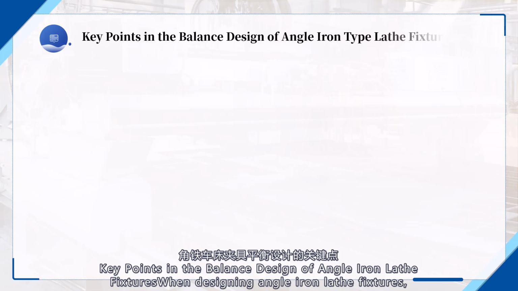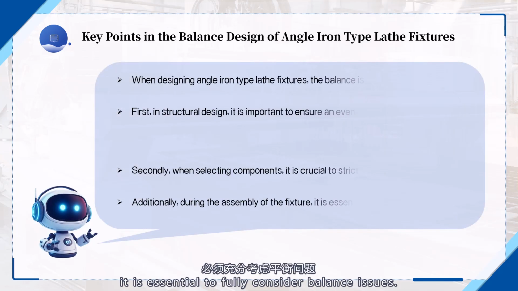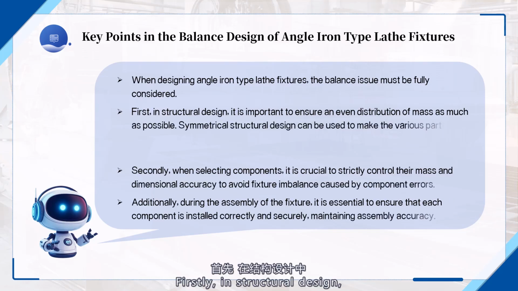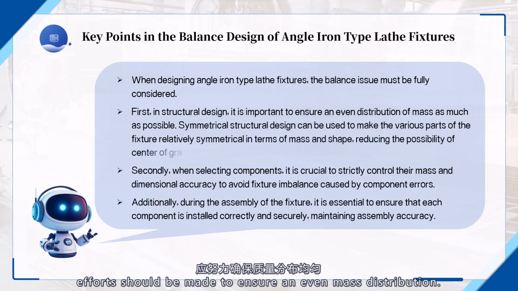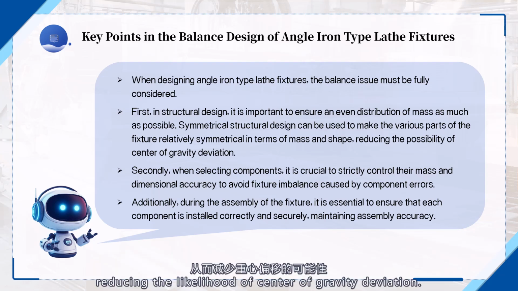6. Key points in the balance design of angle iron lathe fixtures. When designing angle iron lathe fixtures, it is essential to fully consider balance issues. Firstly, in structural design, efforts should be made to ensure an even mass distribution. Symmetrical structural design can be employed to make the various parts of the fixture relatively symmetrical in terms of mass and shape, reducing the likelihood of center of gravity deviation.